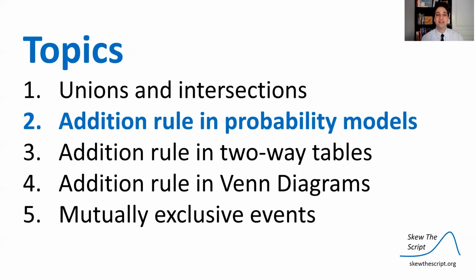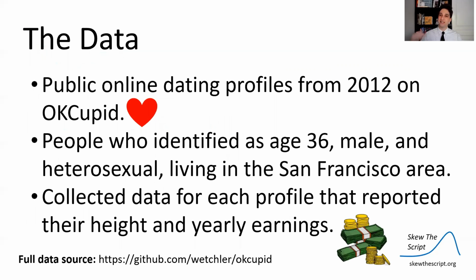Now, let's talk about the addition rule and probability models. And let's talk about the data we're going to use here to explore our topic today. So I found some data on public online dating profiles from 2012 on the site OkCupid. Full data source is listed below.